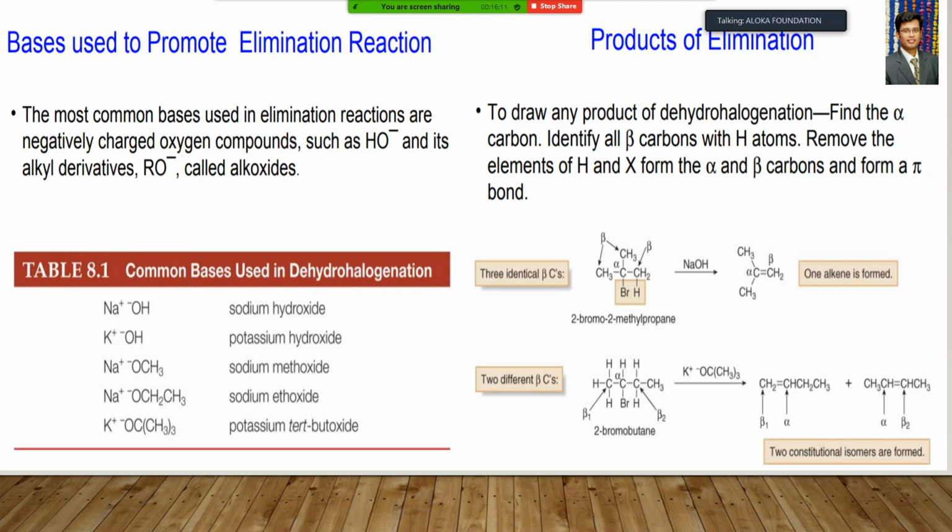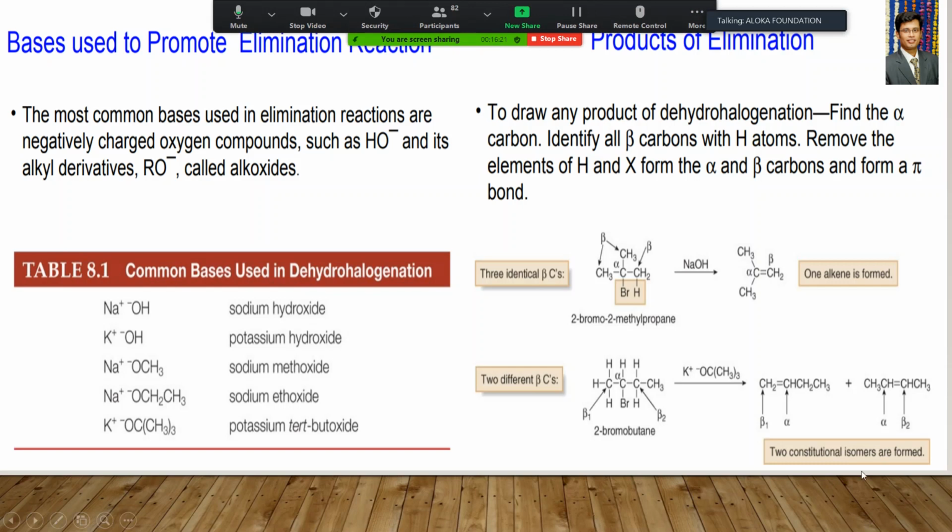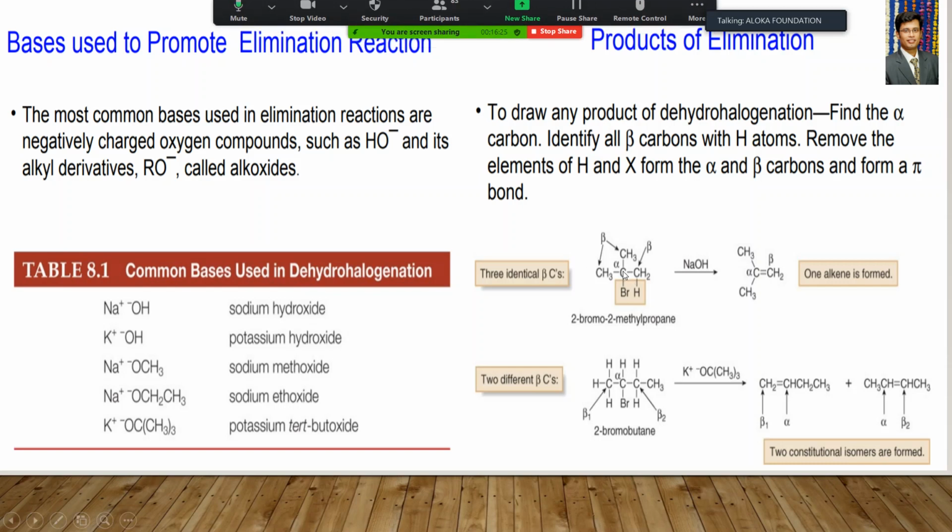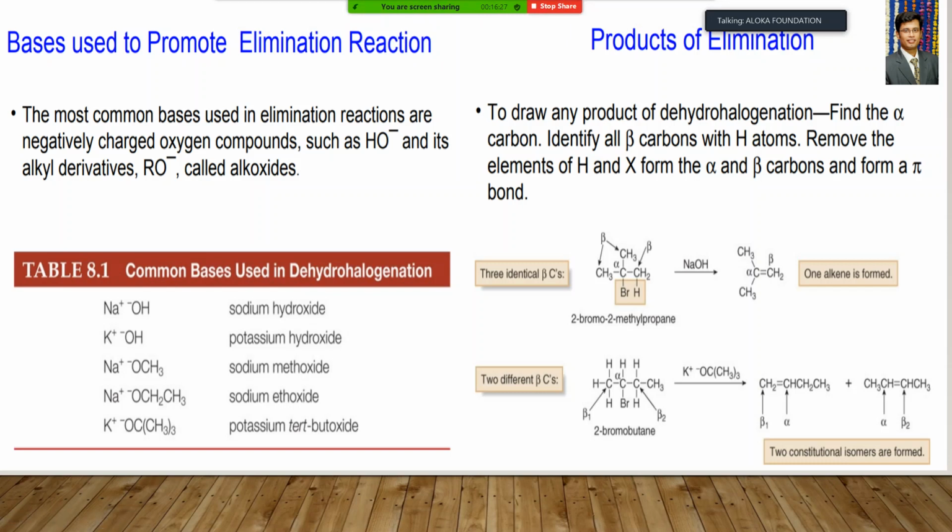The products of elimination. To draw any product of dehydrohalogenation, find the alpha carbon. First you have to find the alpha carbon. The alpha carbon is the one to which your halogen group is attached. You can see the cursor. The alpha carbon is the carbon which has the halogen attached to it. Adjacent to that are the beta carbons. There are three beta carbons. You can see there are three beta carbons.